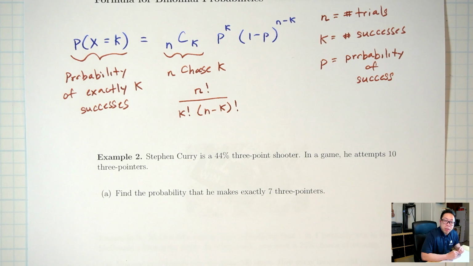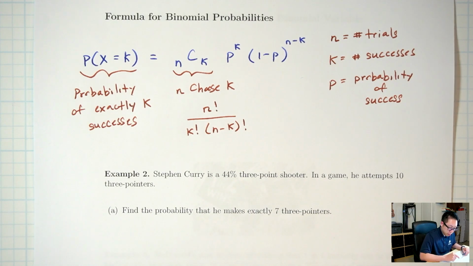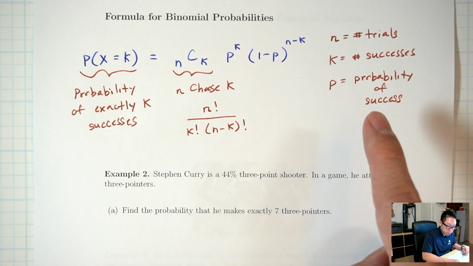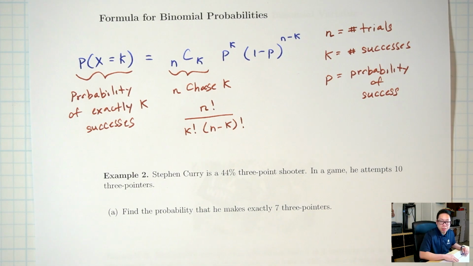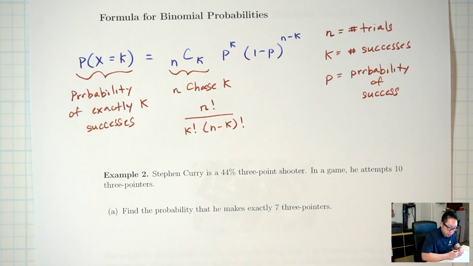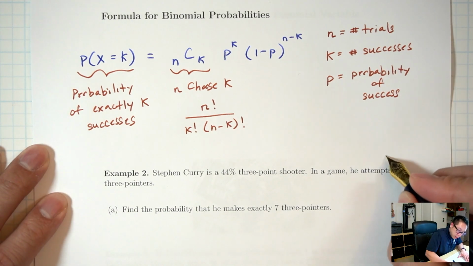Example 2. Steph Curry is a 44% three-point shooter. In a game, he attempts 10 three-pointers. Part A, find the probability that he makes exactly 7 three-pointers. Okay, what is n, what is k, and what is p in this situation? n, number of trials. So how many times did he do this experiment? The experiment here is trying a shot. 10 attempts, right? So he made 10 attempts. That's our n.